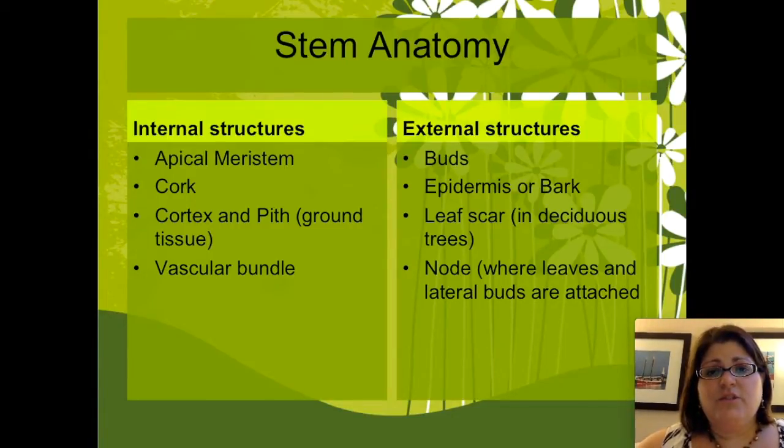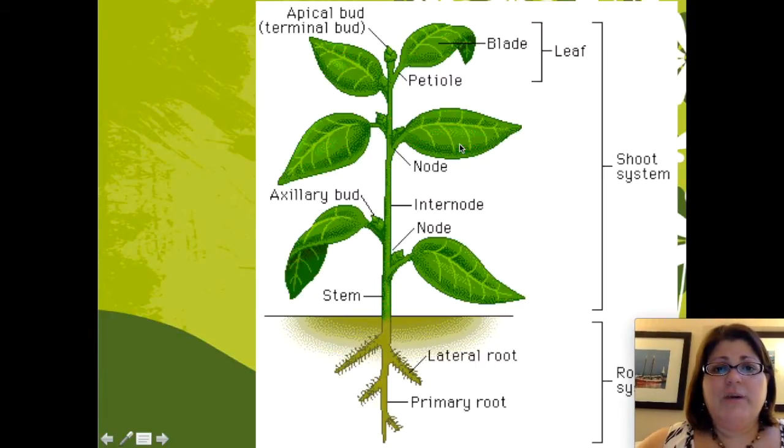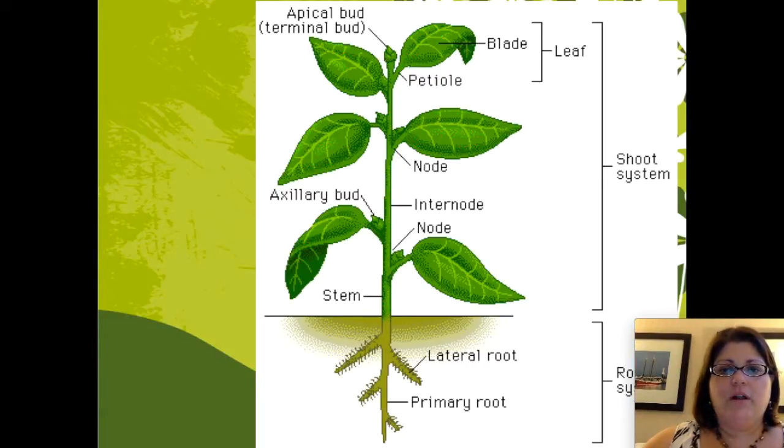But we can also describe the external structures. So externally, we have a node, which is where the axillary buds, or in other words, leaves and branches, come off. We also have the apical bud, which is the terminal bud, or in other words, the top bud in charge of making the plant grow taller. In between the two, we have internodes.